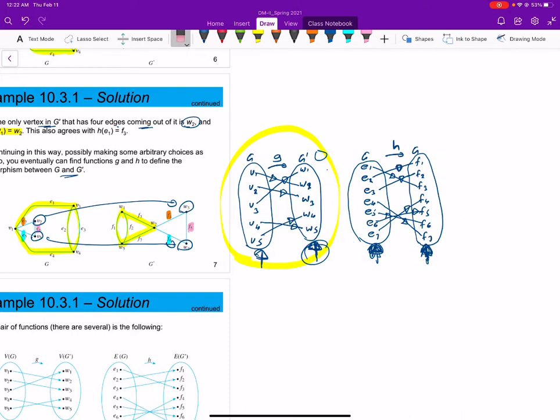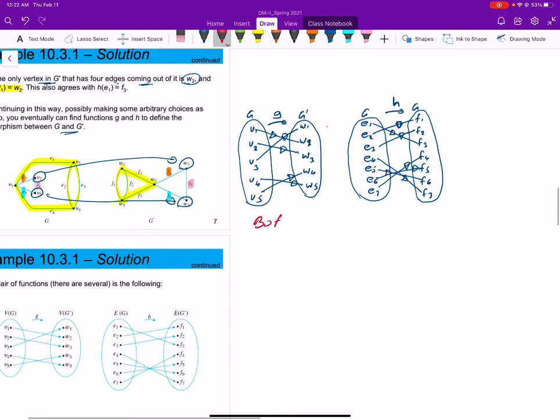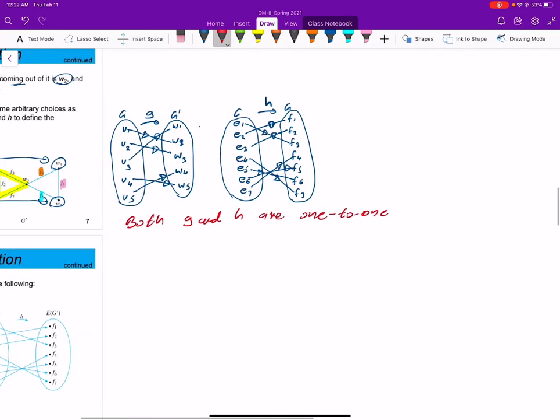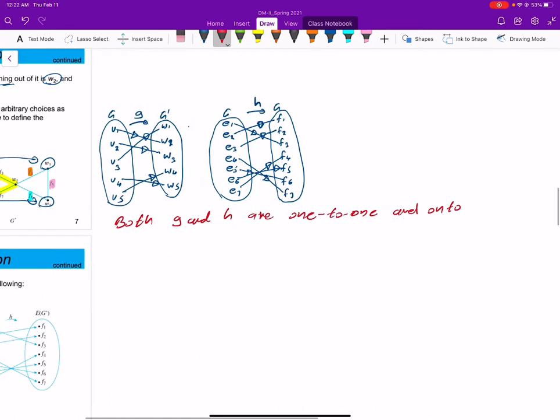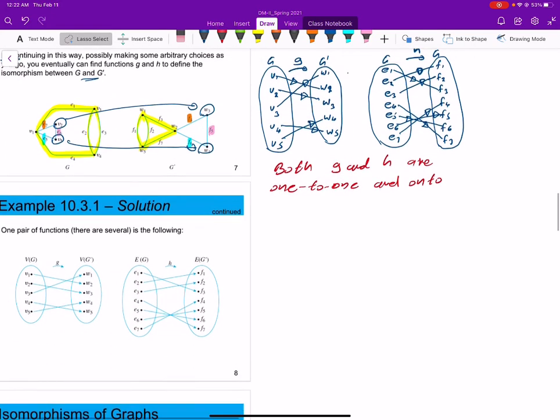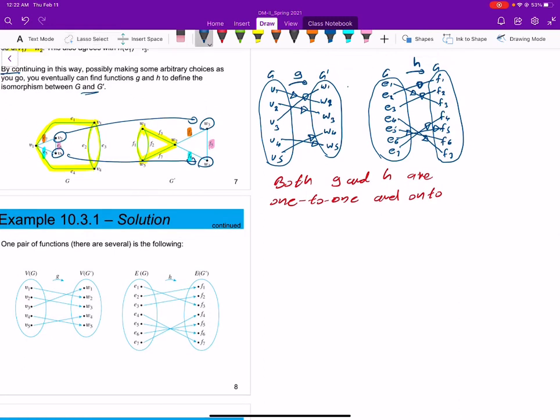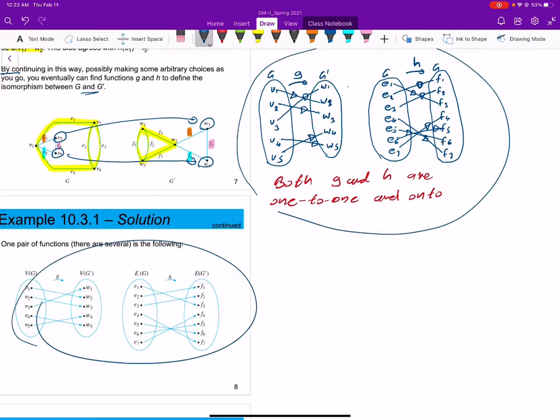So we have to mark them. That's very important. Both functions, g and h, are one-to-one and onto. All right, and going down, you have the same mapping right here as the solution.